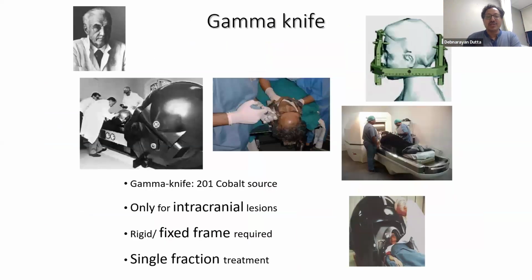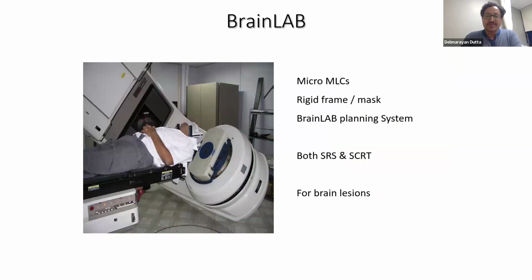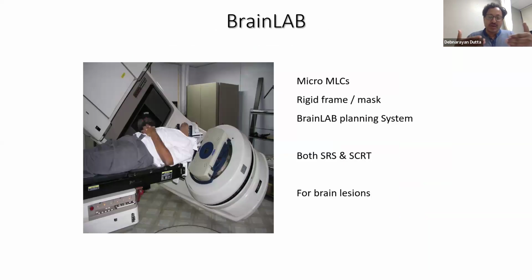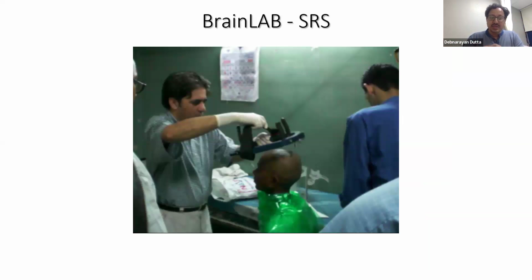This is a gamma knife, and I think Dr. Sruthi has already told about it. This is a BrainLab system. BrainLab came in the 1990s, and it is a linear accelerator based fixed frame system with 5 millimeter MLCs. We used to treat brain lesions with radiosurgery, and my fellowship was done in the BrainLab system only, at Tata Memorial. In BrainLab also we used to put a fixed frame like gamma knife.